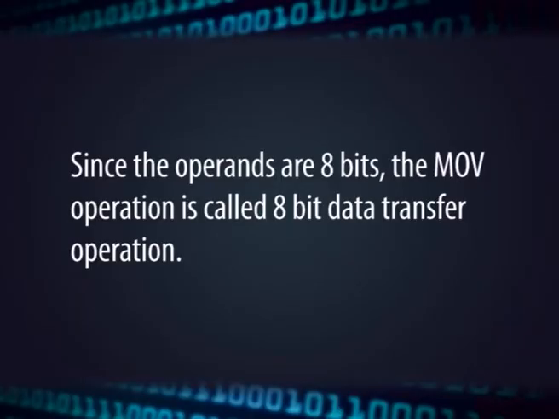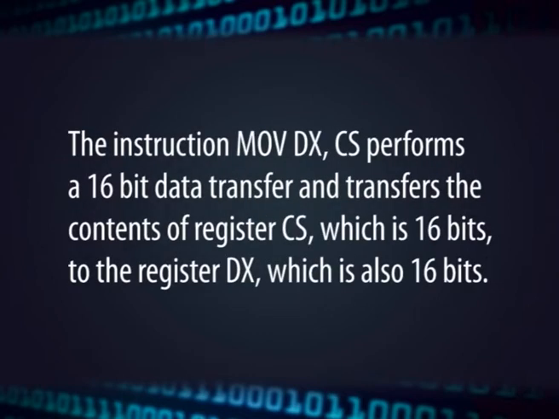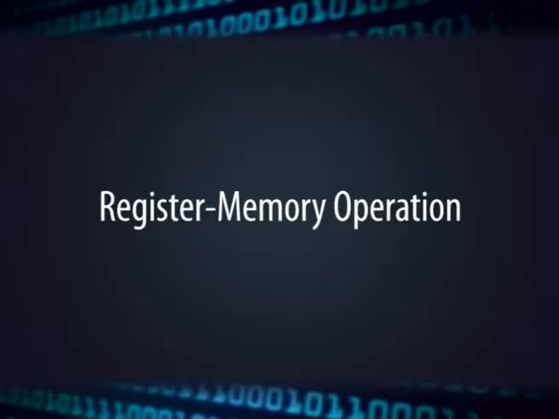The instruction, for example, MOV AL, BL performs the data transfer from the contents of register BL to register AL. Since the operands are 8 bits, the move operation is called an 8-bit data transfer operation. The instruction MOV DX, CX performs a 16-bit data transfer and transfers the contents of register CX, which is 16 bits, to another register DX, which is also 16 bits. So, it is called a 16-bit data transfer operation. Another category of move instruction is register memory operation.